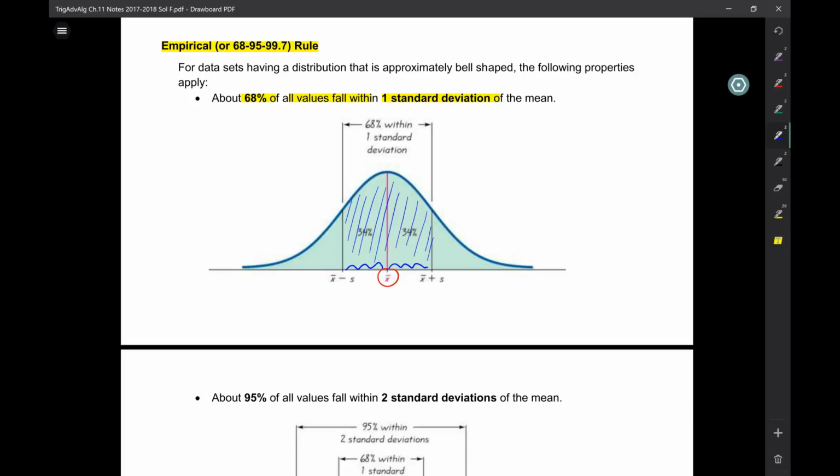And if the mean is right here, if you go one standard deviation to the left, one standard deviation to the right, 68% of scores are going to be in there. Okay? 34 and 34. Does that make sense?